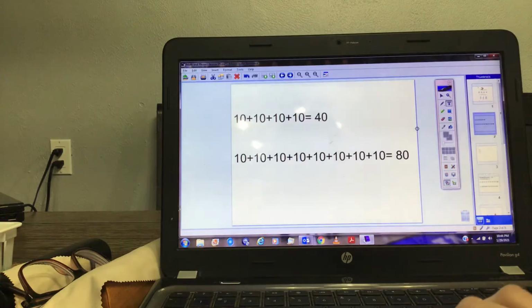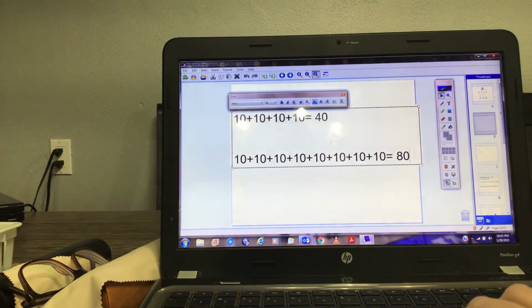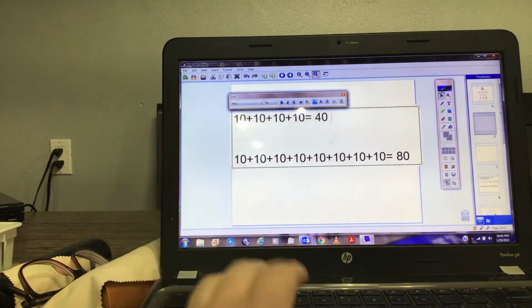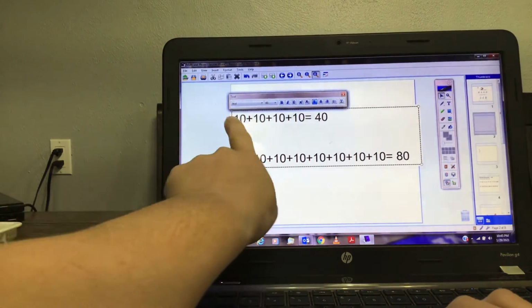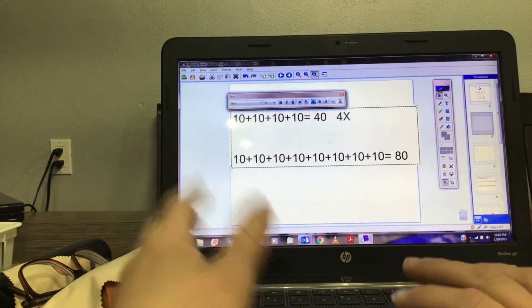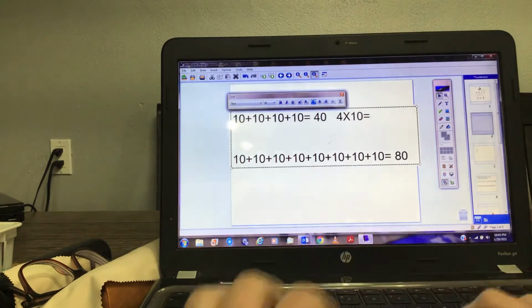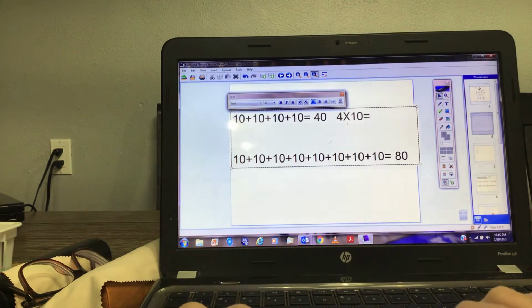Okay, we are going to look at this. We are still talking about multiplication of tens. So instead of writing it like this, 10 plus 10 plus 10 plus 10, we know that we can do it a little different, can't we? We can simplify. So I'm going to count how many tens I have. 1, 2, 3, 4. And then I'm going to multiply, which is the x, times this number that's repeating. So 4 times 10 equals 40.